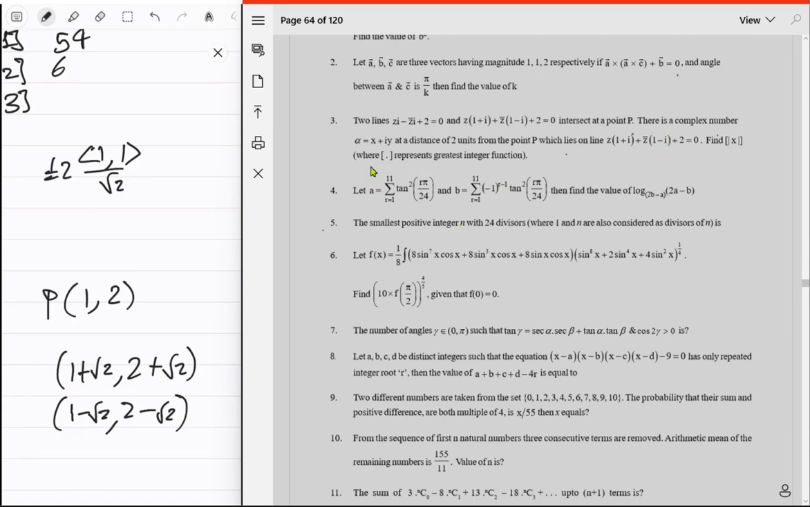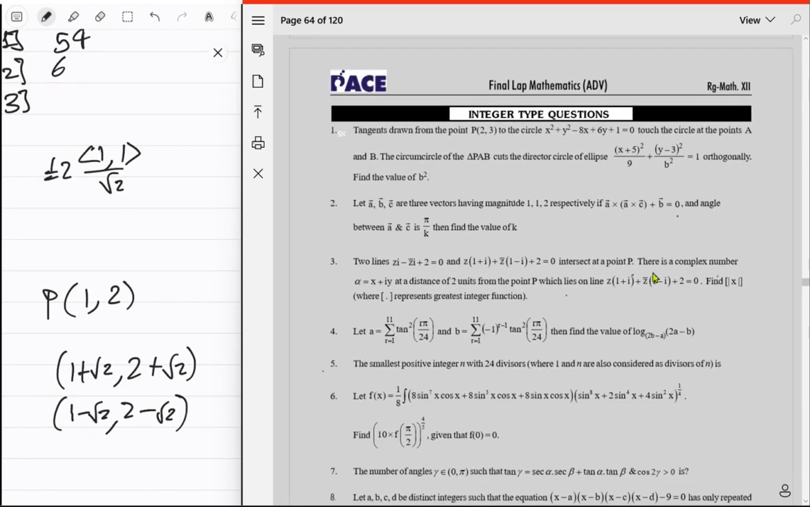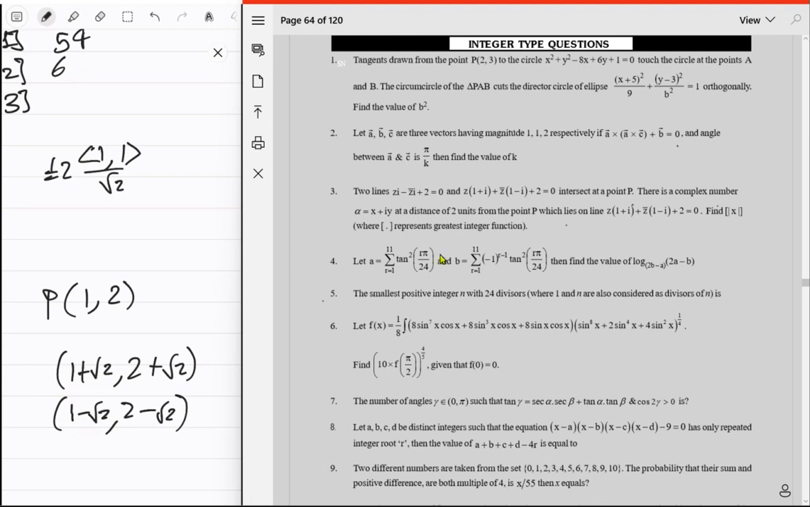Okay, find mod x where this represents the greatest integer function. Got it. Two values are coming and this is an integer type question. So it will be mod of square root of 2 plus 1, which is like 1 point something, plus 1 is like 2 point something, whose mod is 2. And what is this? 0 point something. So yeah, okay. So either 2 or 0. 0 or 2. But then how did two options come in this?